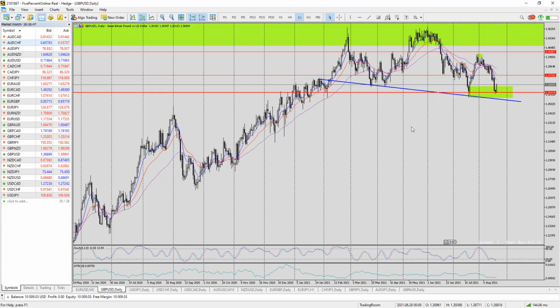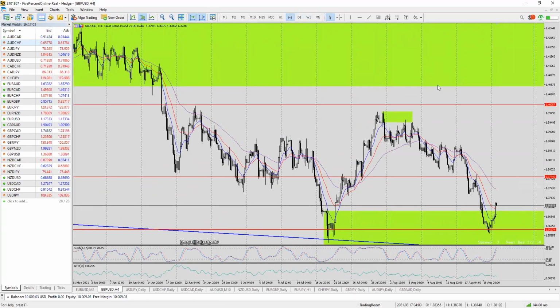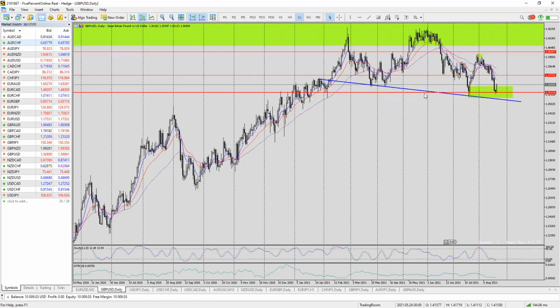Okay, so pound dollar, again, like I said, at the moment it's coming out of this support line and this demand zone. And all of you who are trading pound dollar, just pay attention to this trend line. Okay, it's sort of a neckline. Again, not a classic, formal head and shoulders, but it's sort of a neckline.